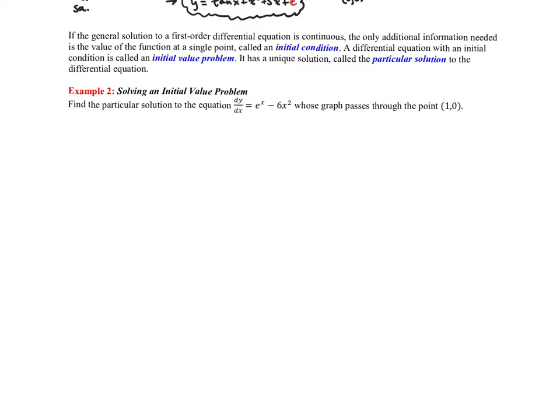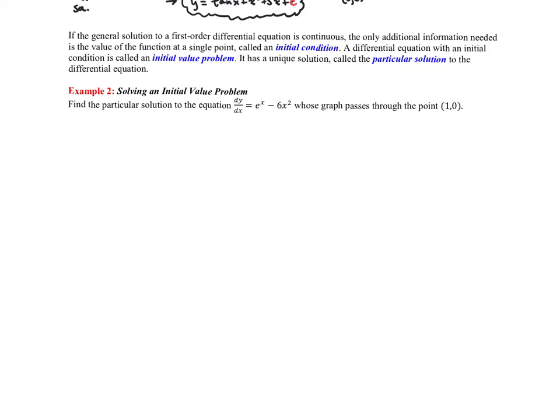Okay, a differential equation with an initial condition is called an initial value problem. So from time to time you may be asked, solve the initial value problem. If it has a unique solution, it's called the particular solution to the differential equation. Sometimes there aren't unique solutions to these, and you'll see those pop up here and there, and we'll get through one in the next set of notes. So let's solve the initial value problem below.